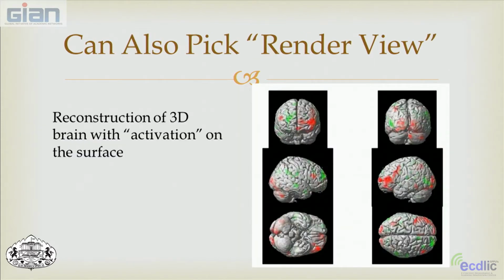Another thing you can do is pick what's called a render view, and it gives you this 3D brain with the activation locations on the surface of the brain. Some of the activation that we're looking at is in the midbrain though, so sometimes it's hard to get a good idea about the amygdala and the midbrain structures when you do this.